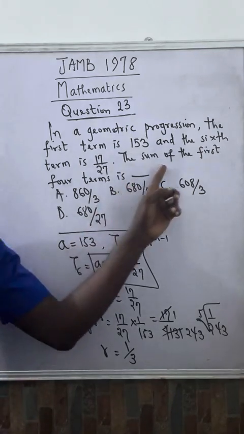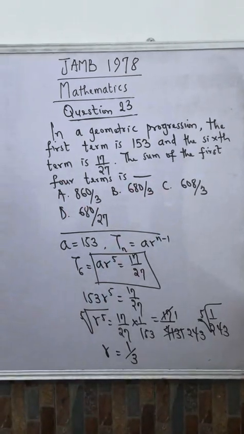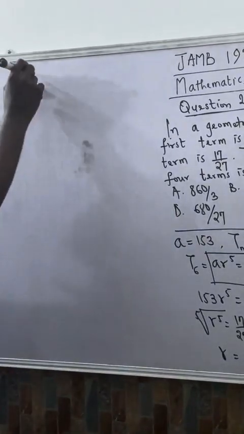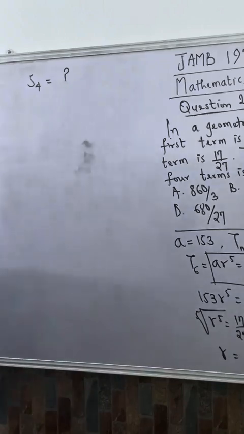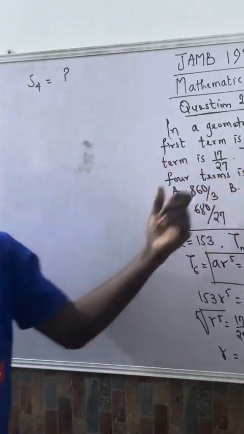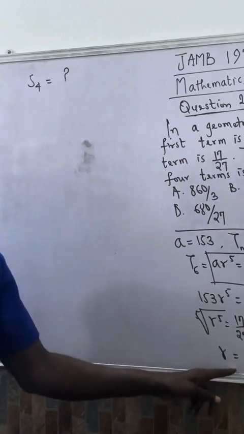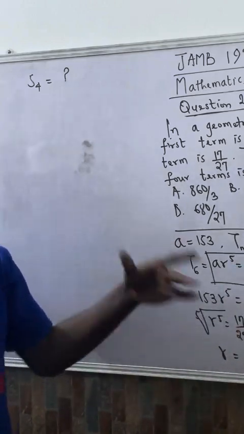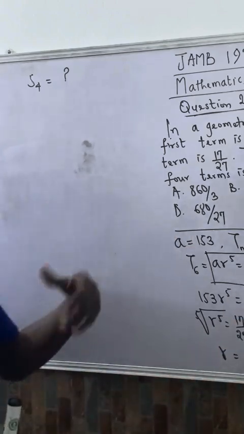Now, the question says the sum of the first four terms. That's S sub 4. Good. So that's what I want to calculate now. S sub 4, the sum of the first four terms, is unknown. Now, you need to recall the formula for sum of geometric progression. And you know we have like 3 formulas. The first one is when the absolute value of R is less than 1. And that's the one that we need here. Not that second one where the absolute value of R is greater than 1, and sum to infinity.